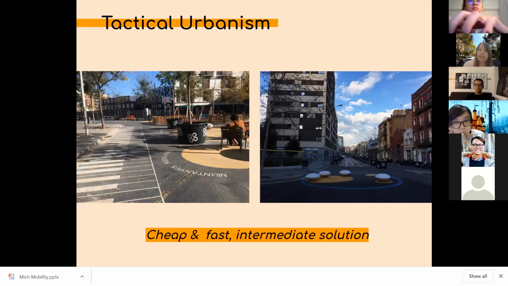And why tactical urbanism for superblock is also because they actually have plans for developing the intersection into something else. It's just in the planning stage, or they haven't thought of a very concrete solution, but they wanted to change the current situation. So I see that this is quite a smart strategy for an intermediate solution.